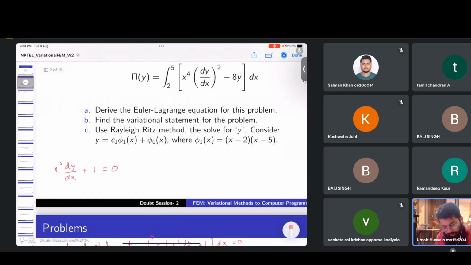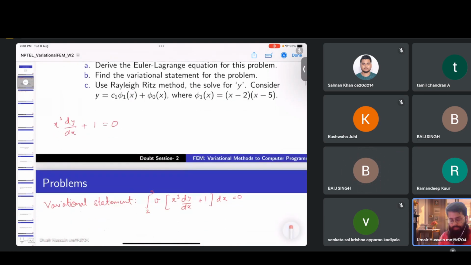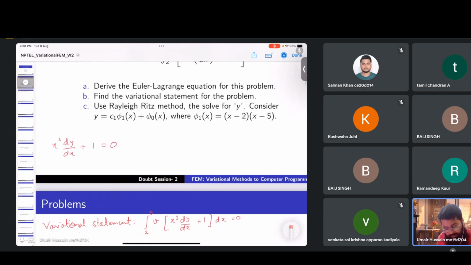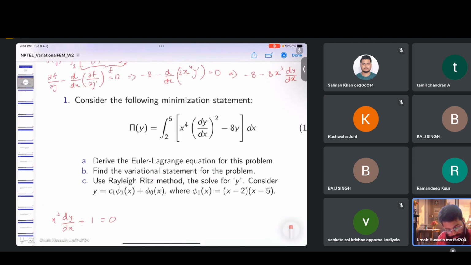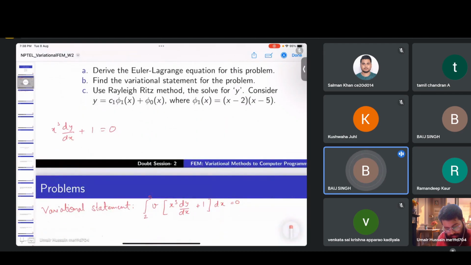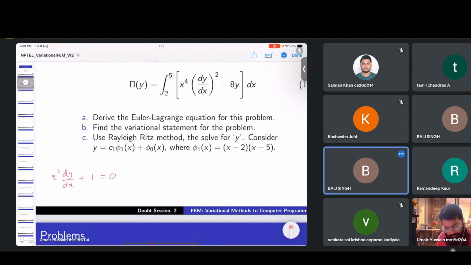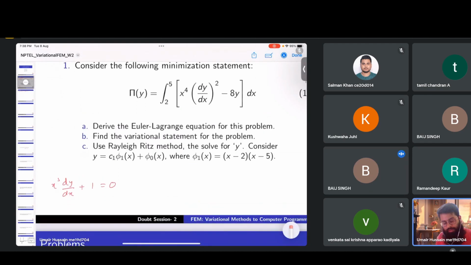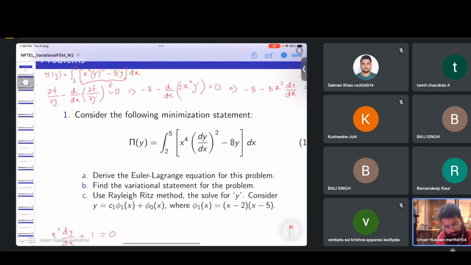Okay, so next is to use the Rayleigh-Ritz method to solve for y. We're given the function y equals c1 phi1 plus phi naught, and phi1 is also given. So what should phi naught be here? Sir, if you have phi one, you have not specified the boundary conditions. Isn't the essential boundary condition specified? It has to satisfy the essential boundary condition, then only you can consider phi naught. Yes, exactly.